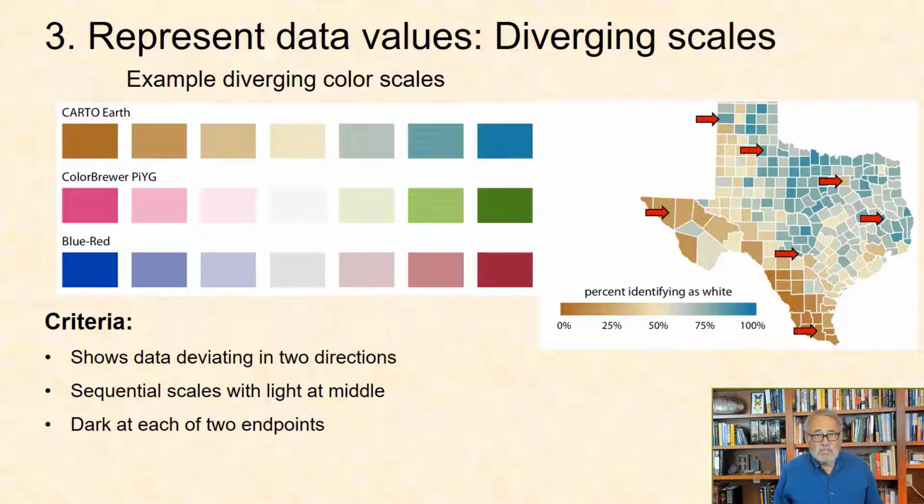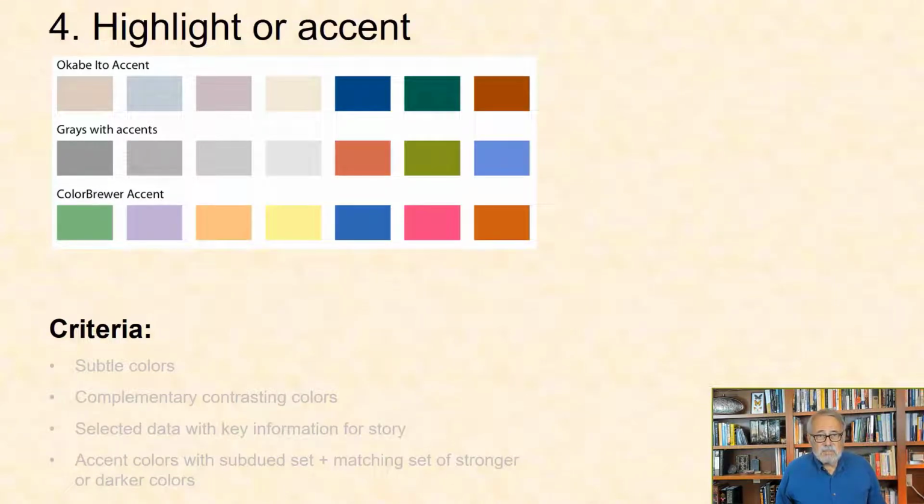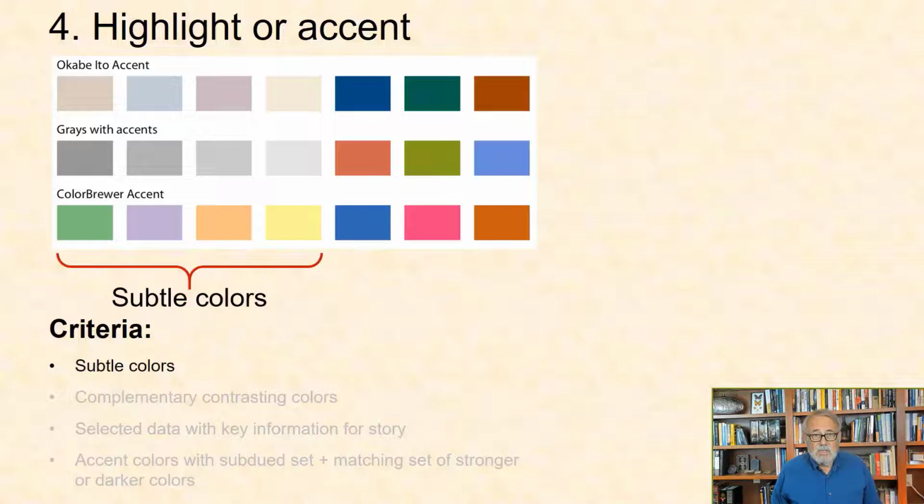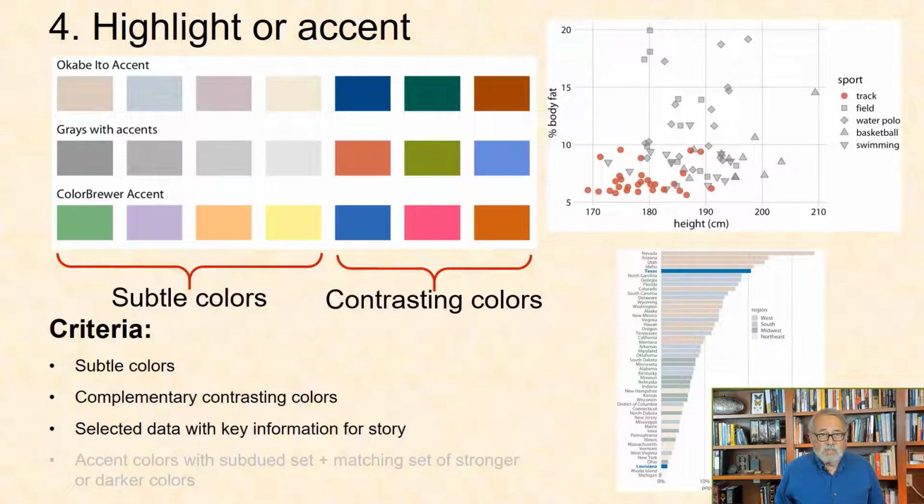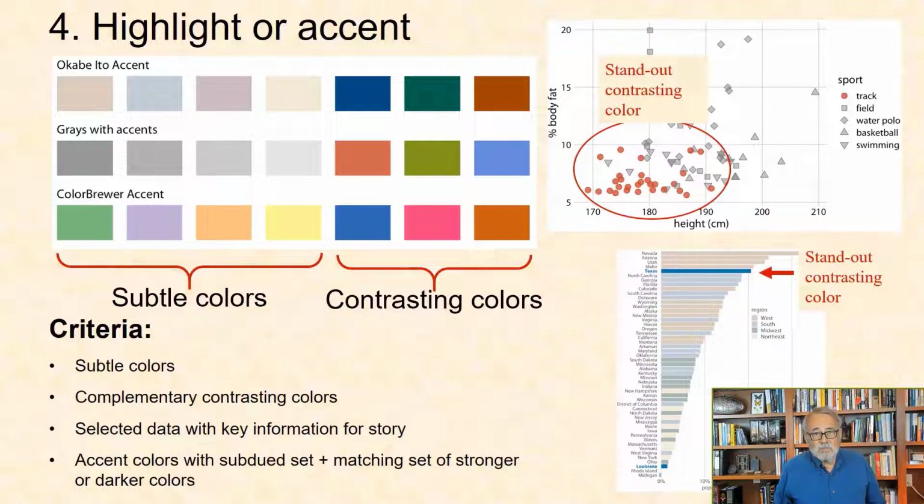The last set concerns highlight or accent. The criteria include subtle colors and complementary contrasting colors. The selected data with key information to tell the story. These are accented colors with a subdued set plus a matching set of stronger or darker colors.